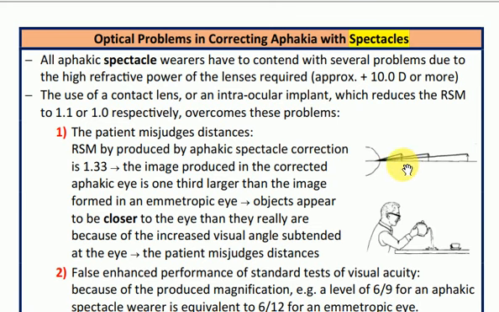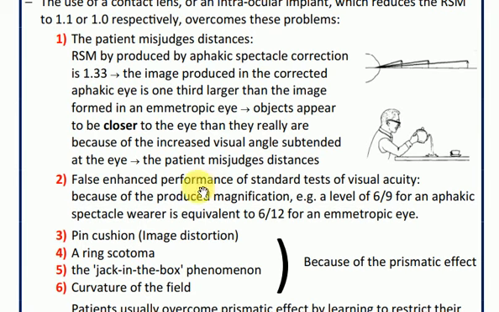The relative spectacle magnification produced by aphakic spectacle correction is 1.33. So the image produced in the corrected aphakic eye is one third larger than the image formed in an emmetropic eye. So objects appear to be closer to the eye than they really are, because of the increased visual angle subtended at the eye. The patient misjudges distance. There is false enhanced performance on standard tests of visual acuity because of the magnification produced. So 6/9 visual acuity is equivalent to 6/12 of an emmetropic eye.